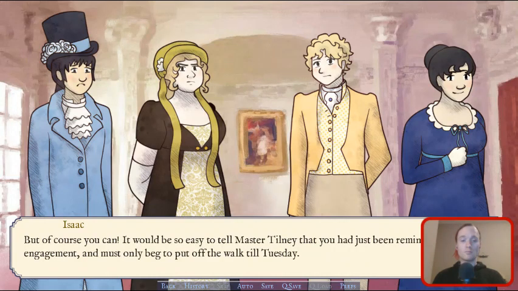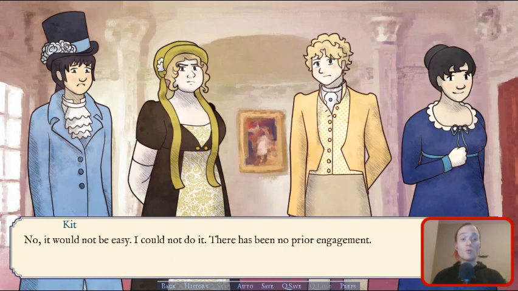But of course you can. It would be so easy to tell Master Tilney that you just been reminded of a prior engagement, and must only beg to put off the walk till Tuesday. Isaac, we ditched them yesterday. We can't do this. No, it would not be easy. I could not do it. There has been no prior engagement.